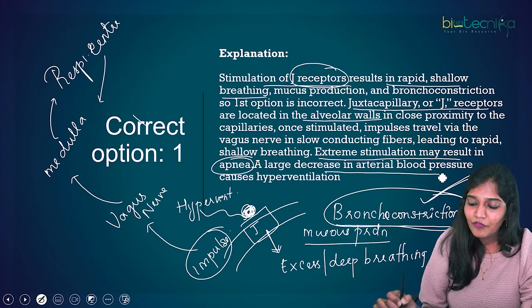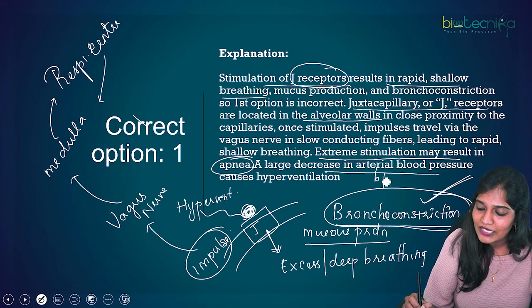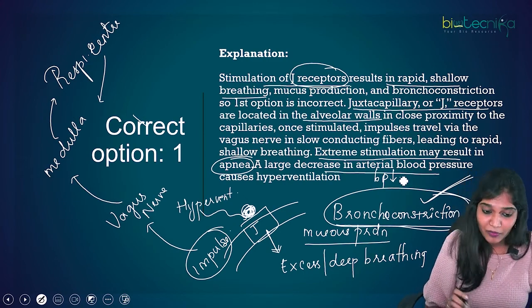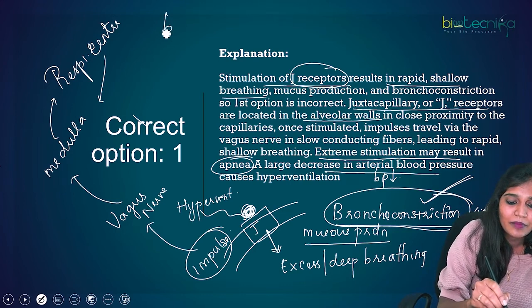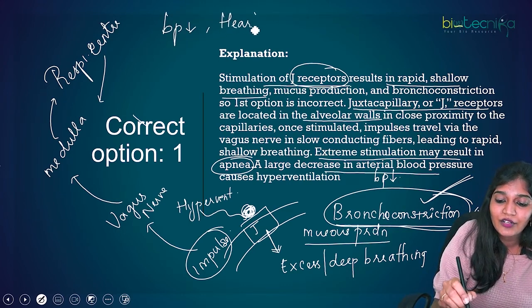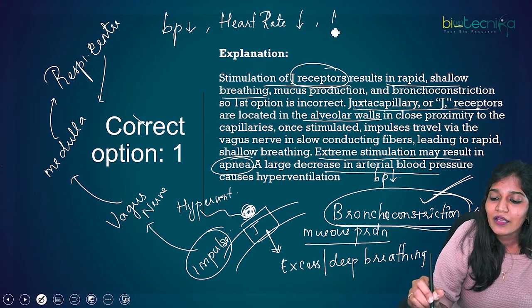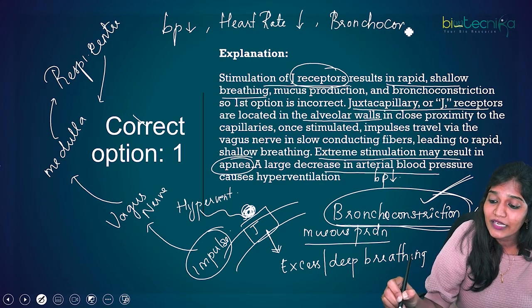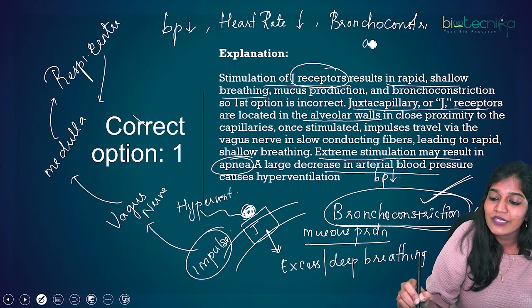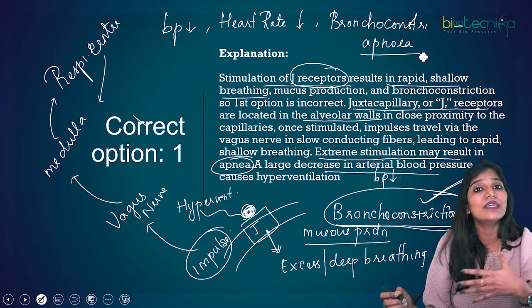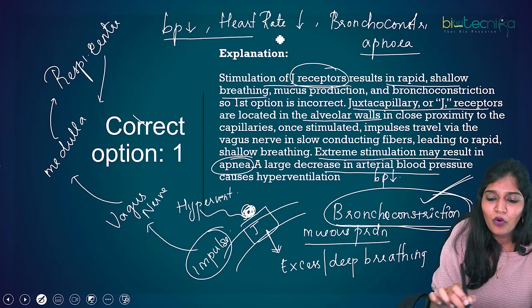And if blood pressure is going to be less, usually J receptors will be activated when blood pressure is less. So we can say blood pressure decreases. If blood pressure decreases, definitely the heart rate actually decreases. And I already told you it's going to cause bronchoconstriction and not dilation. And it's going to cause apnea, which is temporary cessation of breathing when a sudden breathing actually takes place. This is the function of all these J receptors.